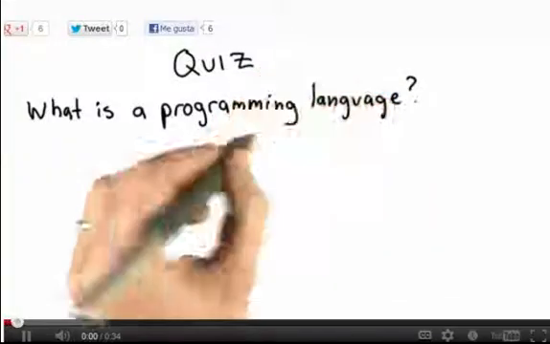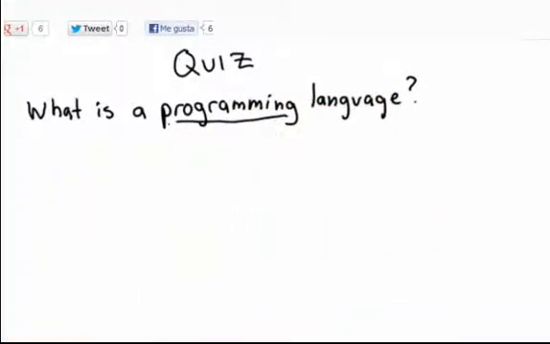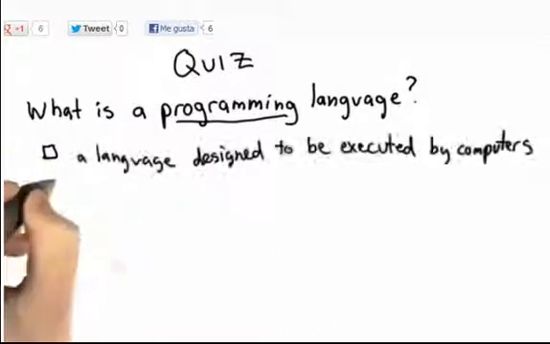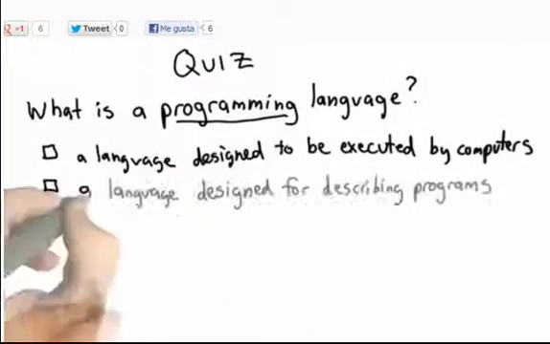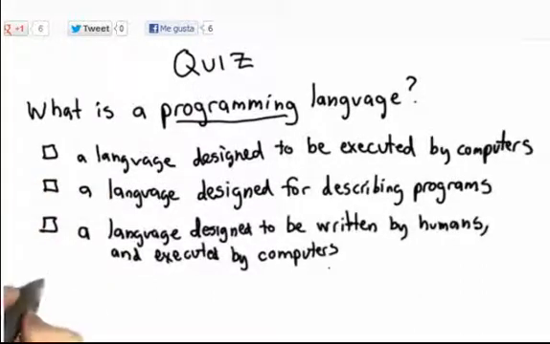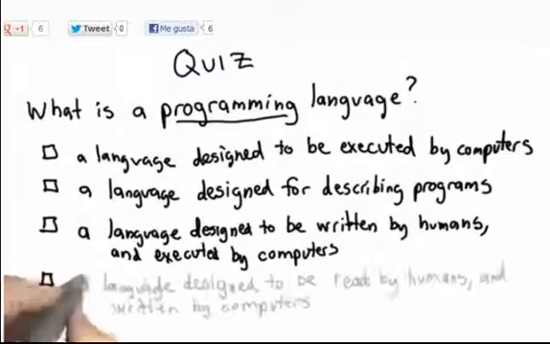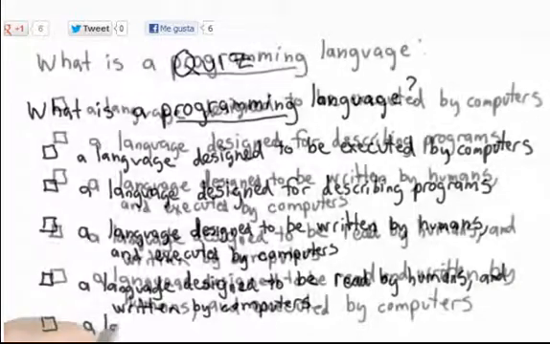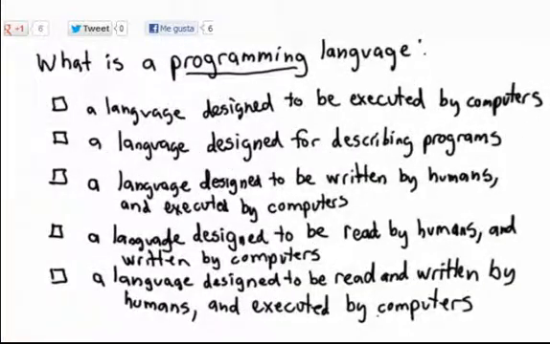So now it's time for a quiz. I want to make sure that everyone understands what a programming language is. The possible answers: a language designed to be executed by computers, a language designed for describing programs, a language designed to be written by humans and executed by computers, a language designed to be read by humans and written by computers, or a language designed to be read and written by humans and executed by computers. So this is kind of a tricky question. More than one of these is definitely correct. Try to answer with the best possible answer, though.